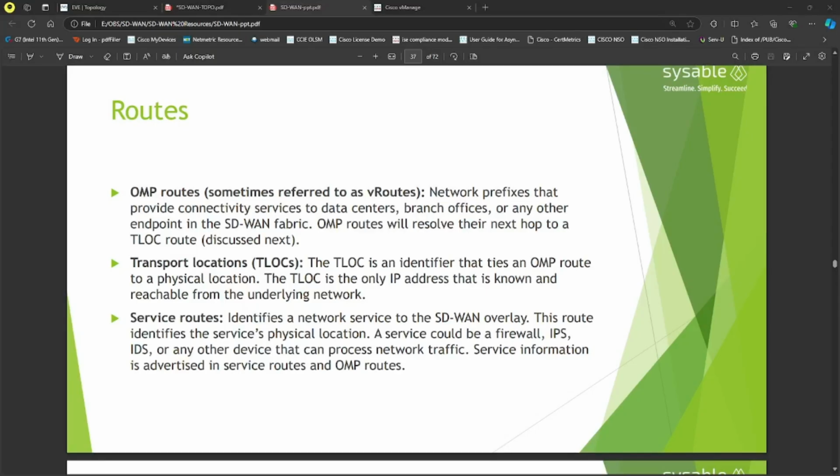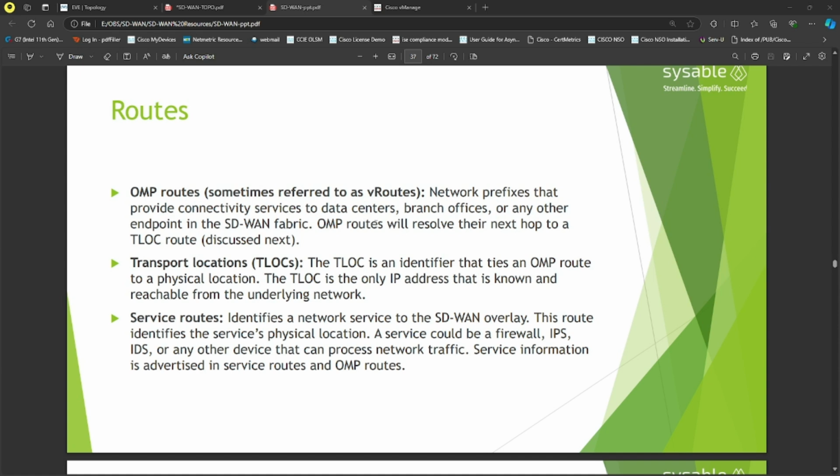Back to another video. In this video, we are going to discuss routes and routing. With Cisco SD-WAN, we have different types of routes: OMP routes, transport location routes (TLOC routes), and service routes.